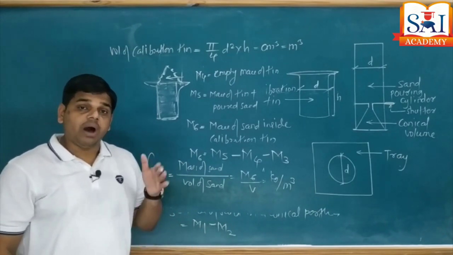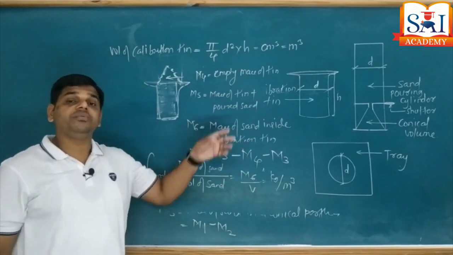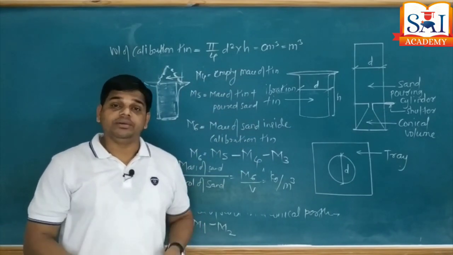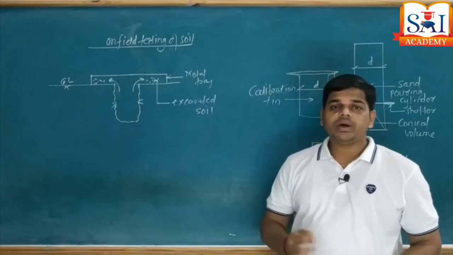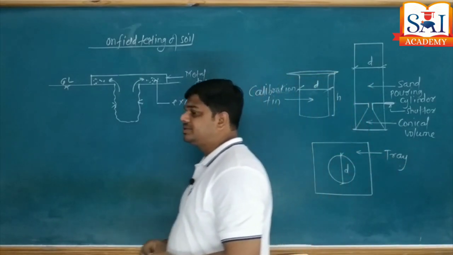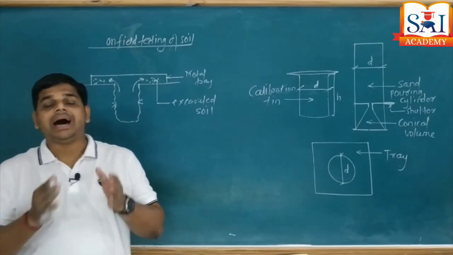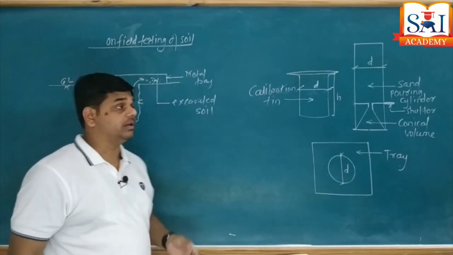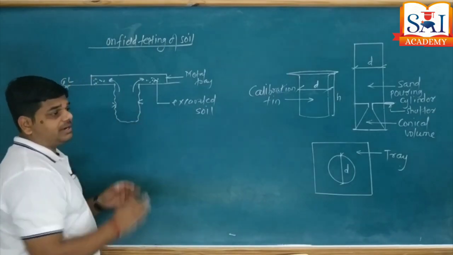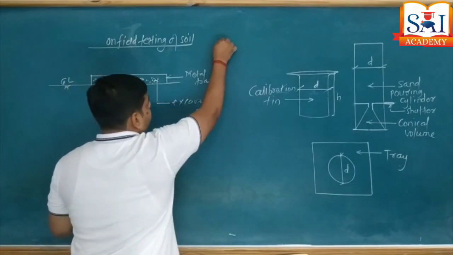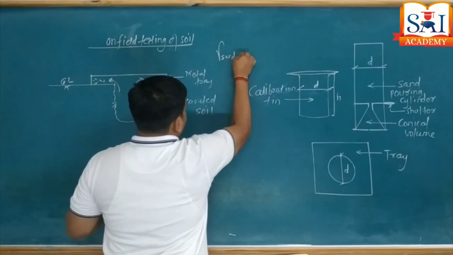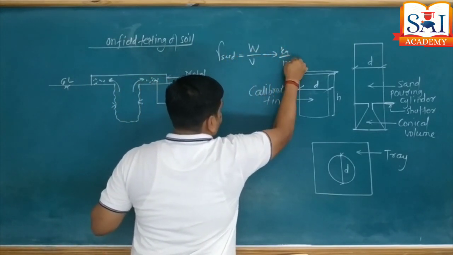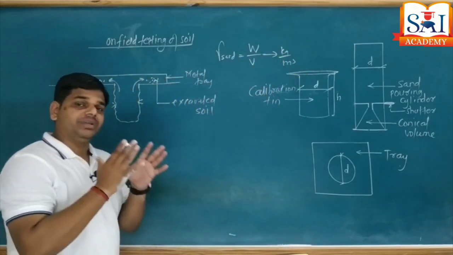Now let's see how to use this technique on the field to get the value of bulk unit weight of soil, that is on field. Look at the board. Now we are going to discuss how to use this sand replacement application to find out the bulk unit weight of soil on field. When we start the discussion, we have the value of bulk unit weight of sand, equal to weight upon volume, in kg per meter cube. This value is available with us.